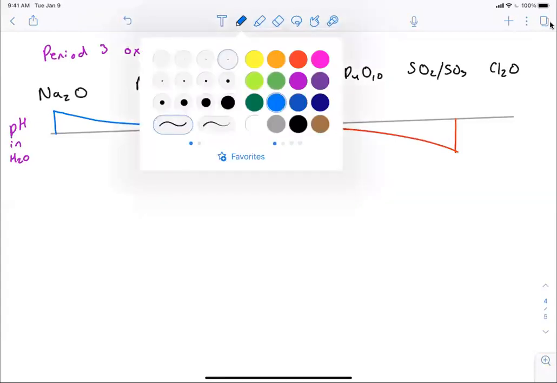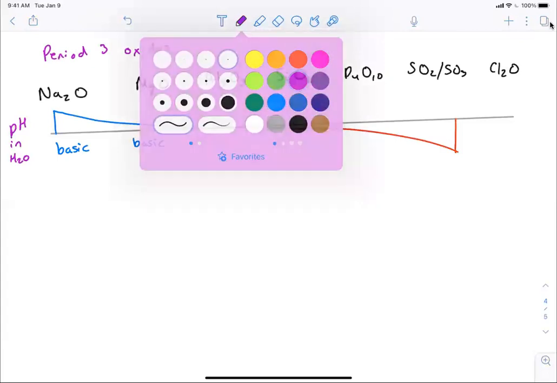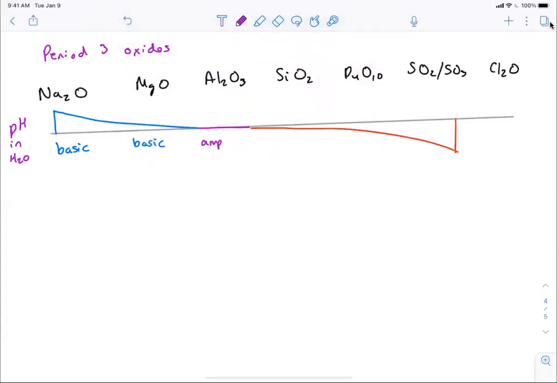And so what I'm trying to say here is this is strongly basic, and this is also basic. This is amphoteric, meaning it can act as an acid or a base. This is slightly acidic, and then acidic all the way across there.